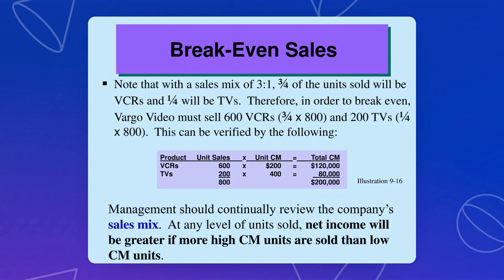Now, management should continually review the company's sales mix. Now, at any level of units sold, net income will be greater if more high CM units are sold than low CM units. So, malamang, mas malaki ang high VCRs because VCRs has 600 in terms of your unit sales. While TV naman is you have 200. Okay? So, all in all, our total CM is worth 200,000. Okay?